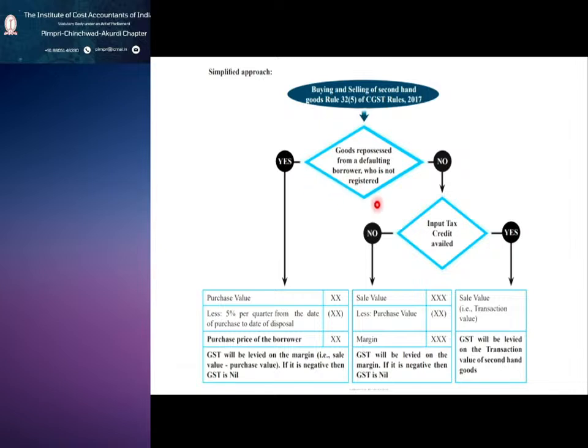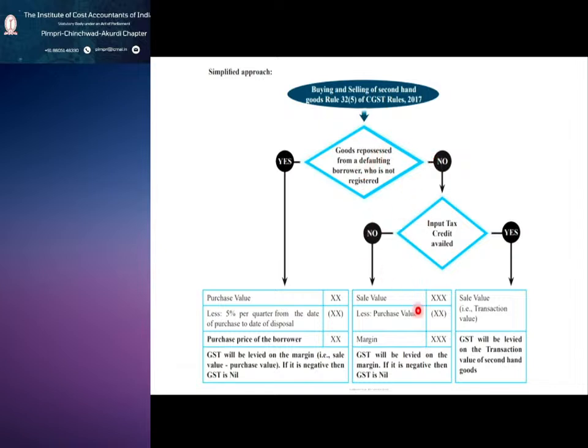There are two things. One is, yes, he is a defaulting borrower. Yes means you have to follow this one. Purchase value less 5% per quarter from the date of purchase to the date of disposal. Purchase price of the borrower. So the GST will be levied on the margin. So with the example also I will show you.